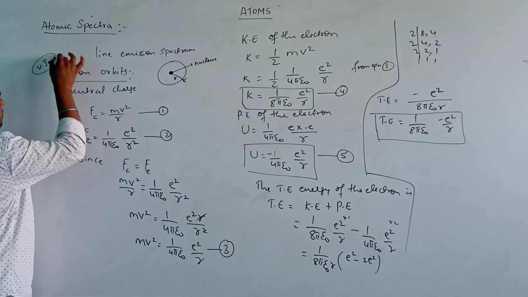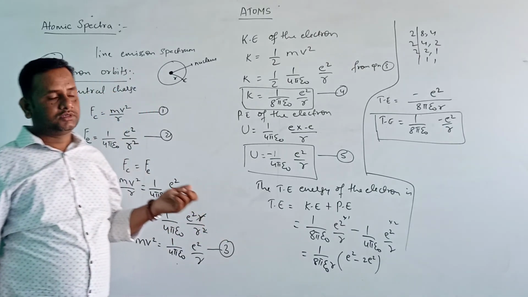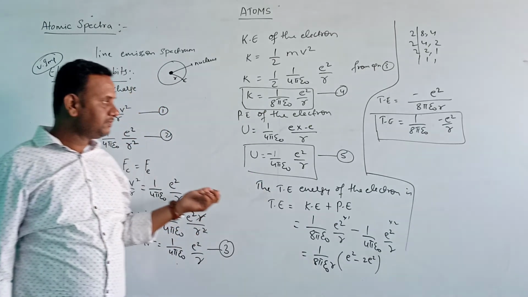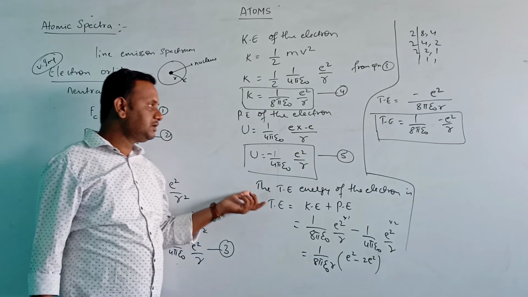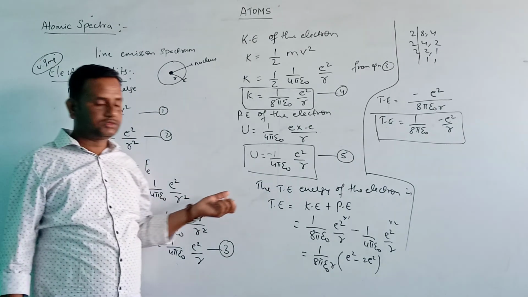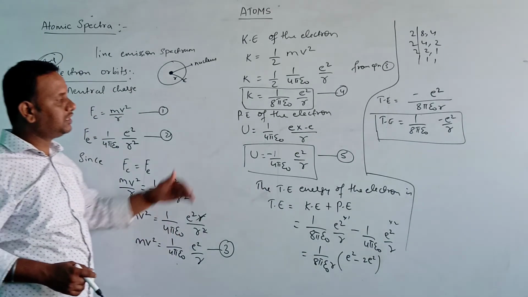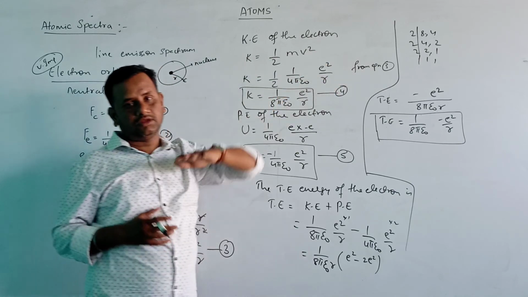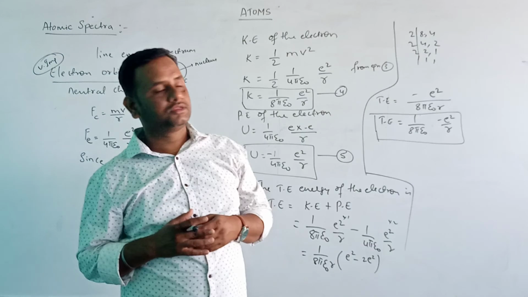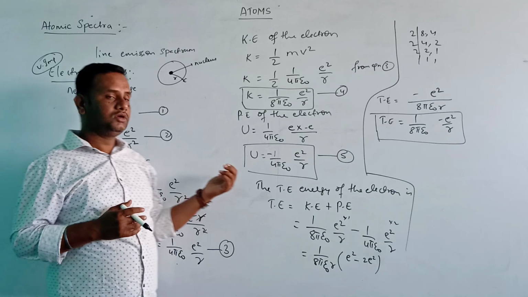So dear students, just to practice this derivation, take it as homework. Practice it 5 times, because this derivation can be asked in an exam also. For 5 marks or for 3 marks, they might ask you to derive an expression for the total energy of the electron in the orbit.